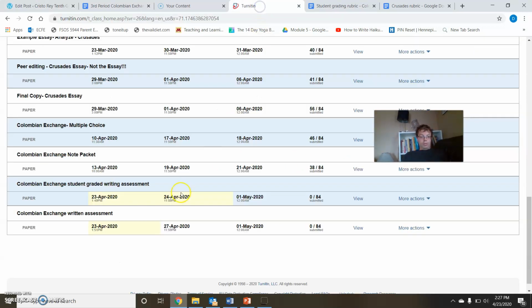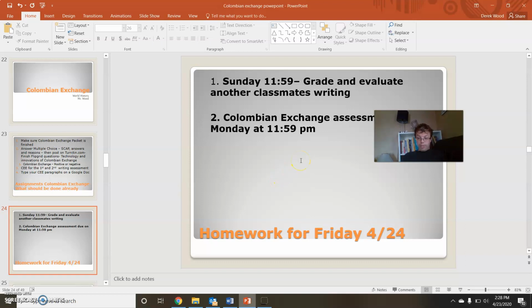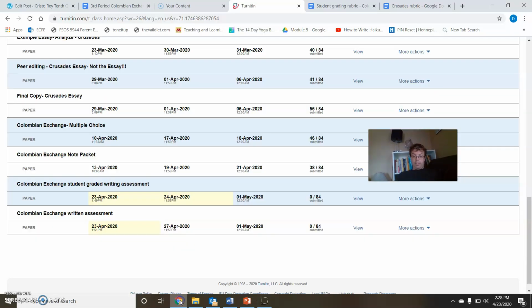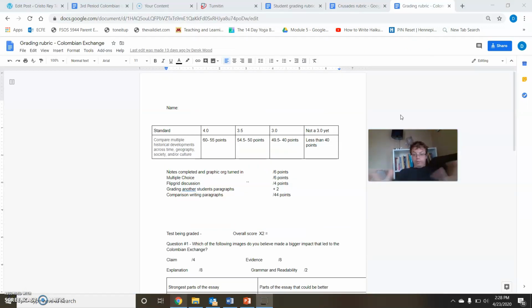Then what do you do? Turnitin.com, Columbian Exchange, Student Graded Writing Assessment. After you've graded that person's, you've written what they did well and what they could improve, you turn it in right here, and that is going to be worth an extra 2 points, like I said. After you've graded someone's and they've graded yours, turn your paper in to turnitin.com. Right here, Columbian Exchange, written assessment, is where you'll turn that in, and then I will be able to grade your paper.